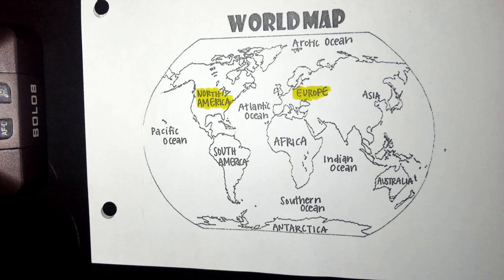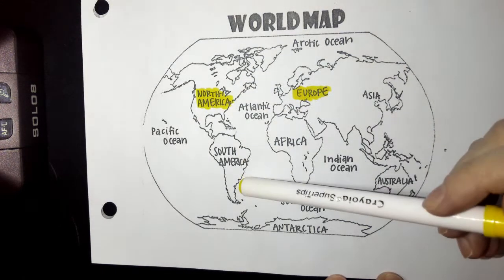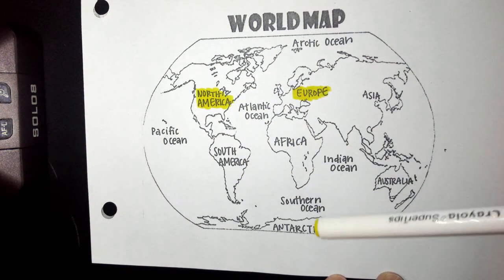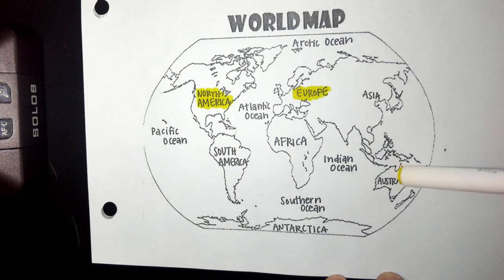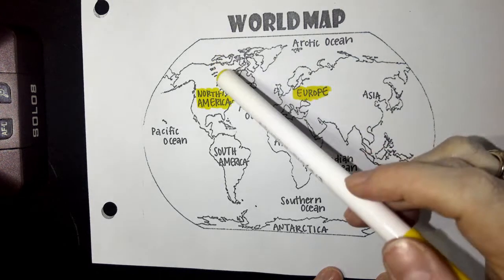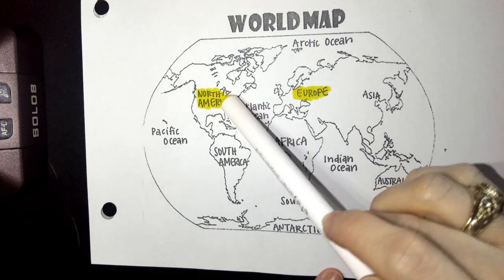Today we're going to briefly look at some information on a world map and U.S. map. Now let's start out with our world map and the 7 continents. We have North America, South America, Europe, Africa, Antarctica, Asia, and Australia. Because we're studying the United States this year, we're going to focus mostly on the North American continent.